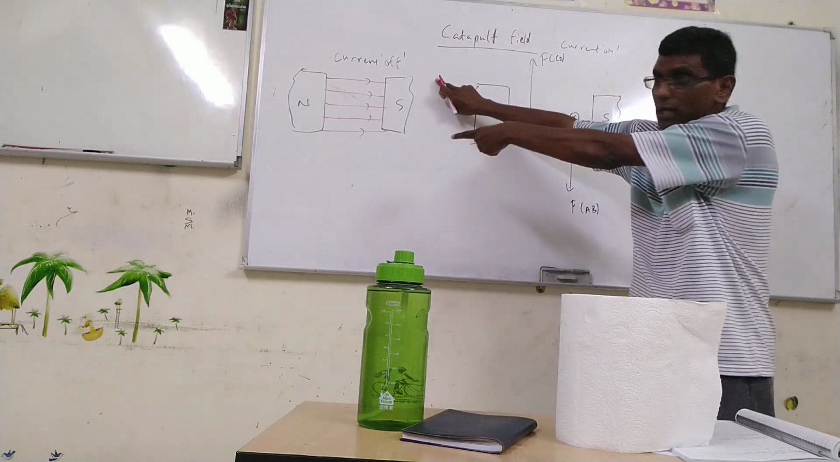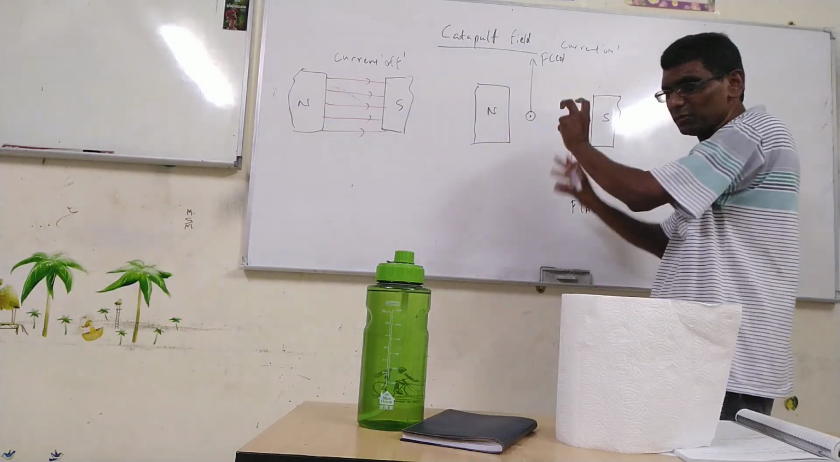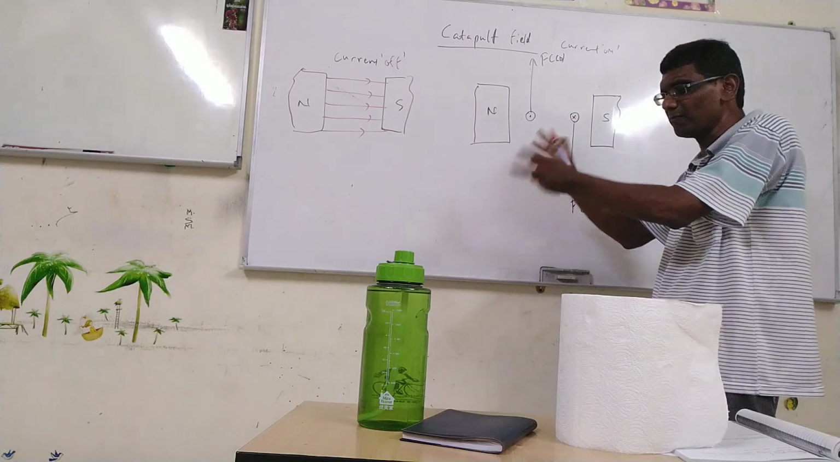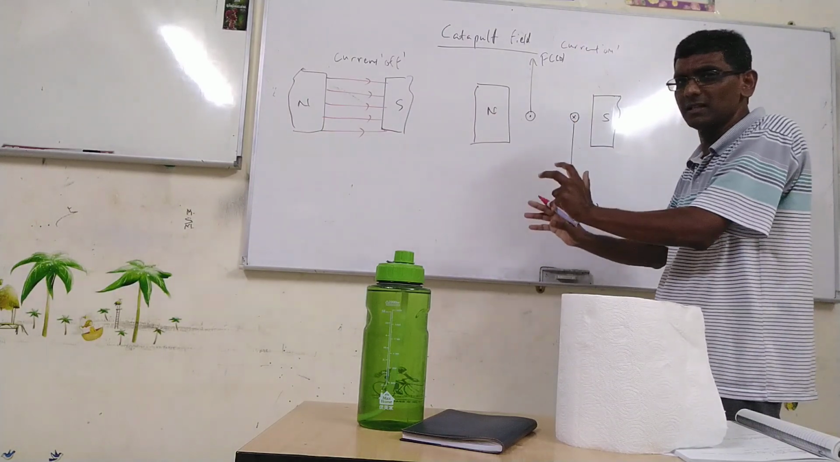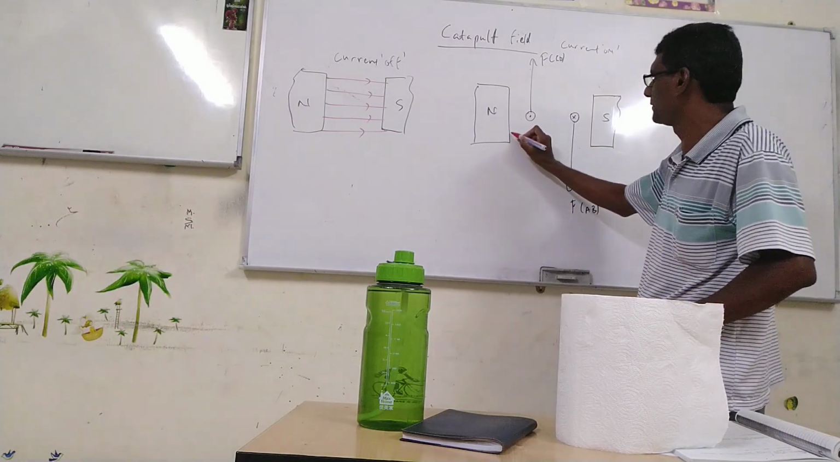When the current is off, there is only the permanent magnetic field. So the permanent magnetic field direction will change, or some disturbance happens, or the field changes.